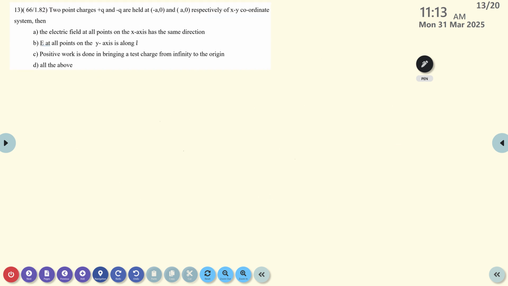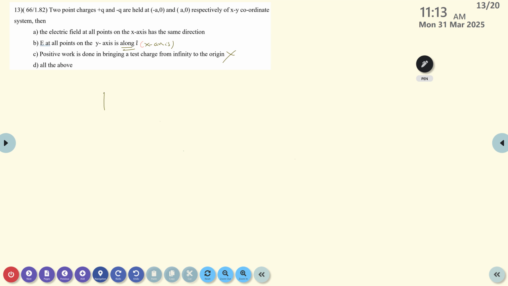Okay, next. Two point charges plus q and minus q are held at minus a comma 0 and a comma 0 respectively in the xy coordinate system. The choices are: electric field at all points on the x-axis; E at all points on the y-axis is along i, meaning the x-axis; positive work is done in bringing a test charge from infinity to the origin, which is not at all related here; all the above.